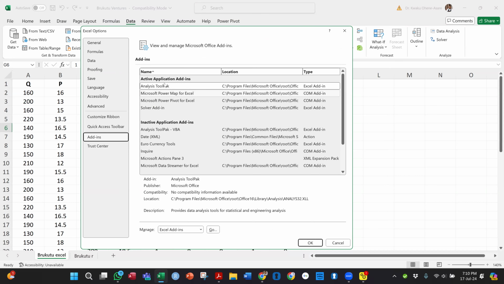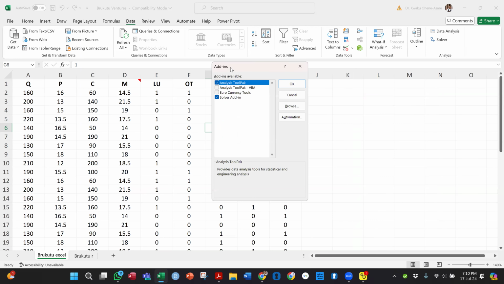On the right, you will see Analysis ToolPak in the list. Click on the Analysis ToolPak. Please be careful. I did not say Analysis ToolPak VBA. I said Analysis ToolPak. Click on that. Come down to the bottom. Under Manage, you will see Go. Click Go. A pop-up will show. In that pop-up, tick the Analysis ToolPak. There are so many things you can tick, but just tick the Analysis ToolPak and click OK.